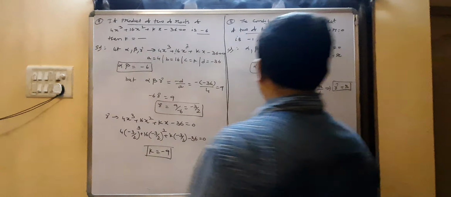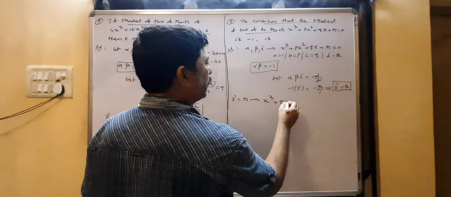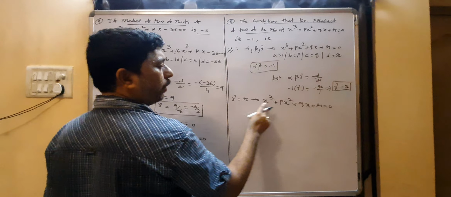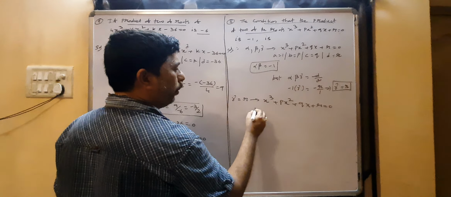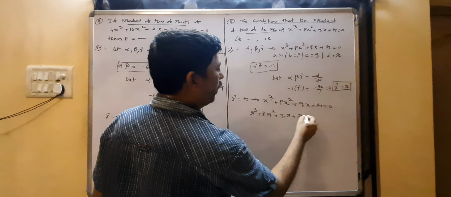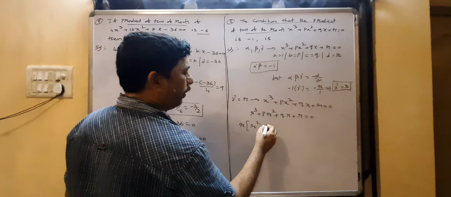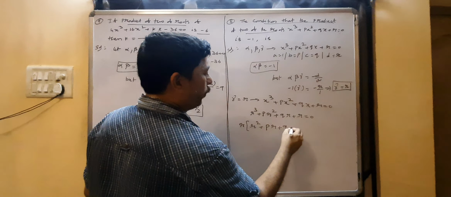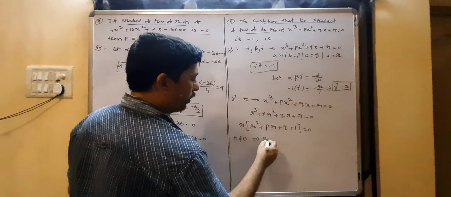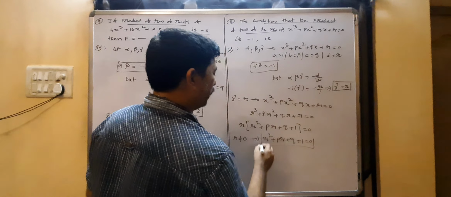This is a root of the equation. Gamma equal to r is a root of x cube plus px square plus qx plus r equal to 0. In place of x, you have to substitute r. That is r cube plus p into r square plus q into r plus r equal to 0. Taking r common, r square plus pr plus q plus 1 equal to 0. But r should not be equal to 0. That means r square plus pr plus q plus 1 equal to 0 is the answer.